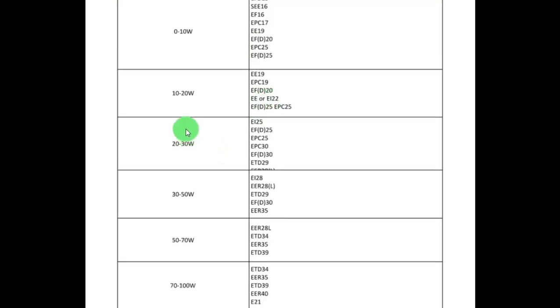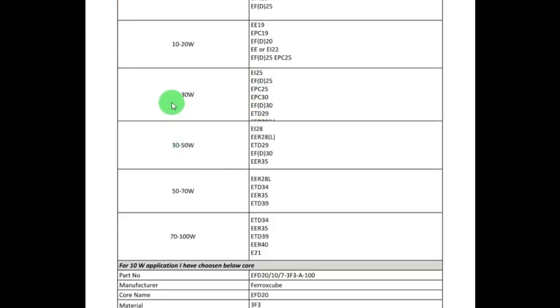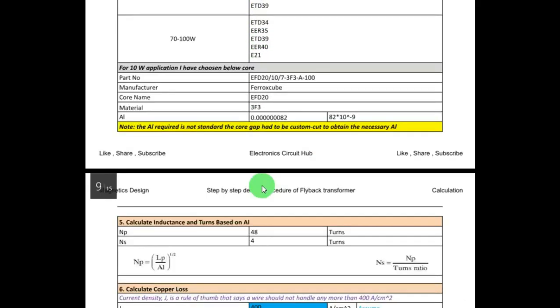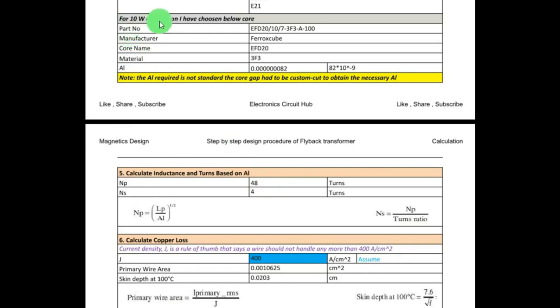And if your design has 10 to 20 watt, you can select the core among these. And if your design has 20 to 30, 30 to 50, 50 to 70, even 70 to 100, you can select the core among these. Now let me move ahead. For the 10 watt application, I have chosen the below core. So let us consider the part number EFD20.